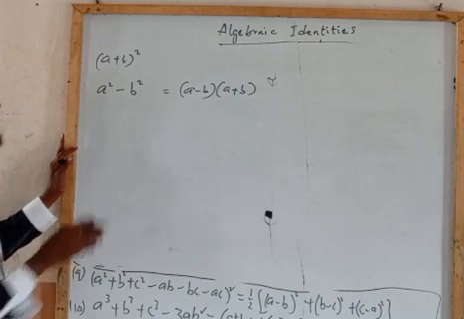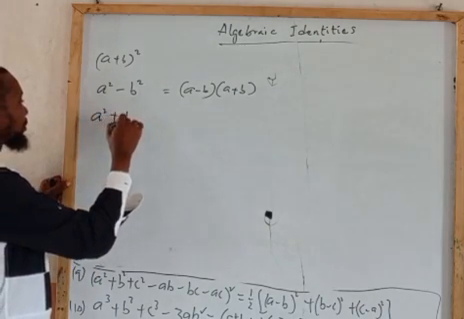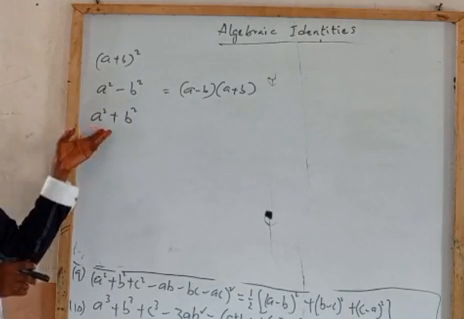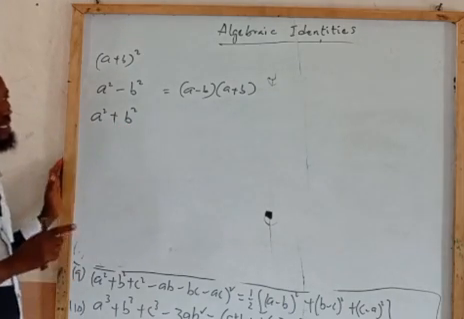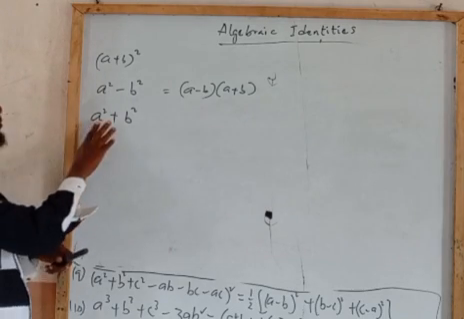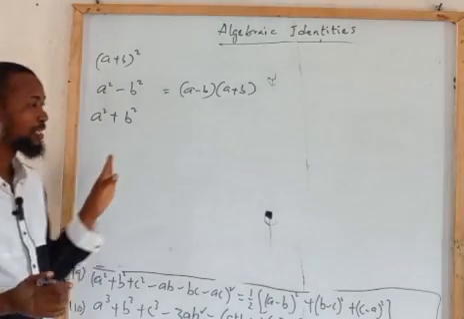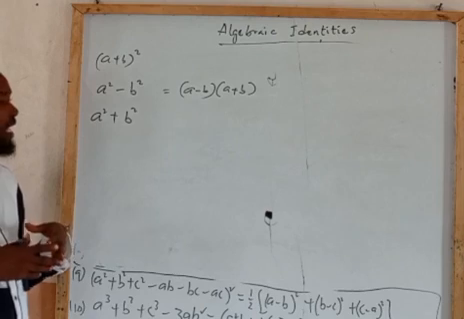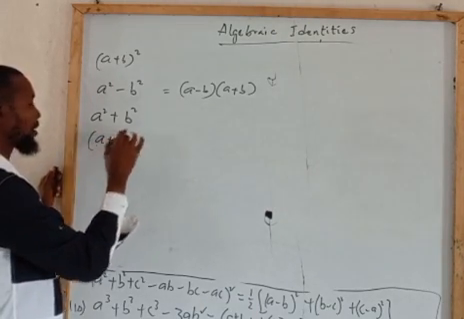Now the next one we want to talk about is a squared plus b squared when it appears like this. How do we arrive at this form of identity? In order to obtain the identity for this, one should think, from which identity can I obtain a squared plus b squared? This a squared plus b squared happens to be a member of (a + b) raised to power 2.